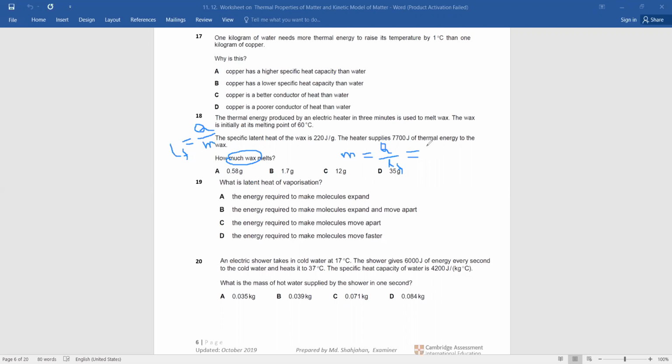So what is the answer coming? Sir, 35 grams. Lf, sir? I forgot the Lf, sir. What was the Lf? Lf is latent heat of fusion, 220. You see, wax is melting, right? Melting means fusion. So m is the mass. What is the answer coming? Sir, D, sir, 35 gram. You got the answer.